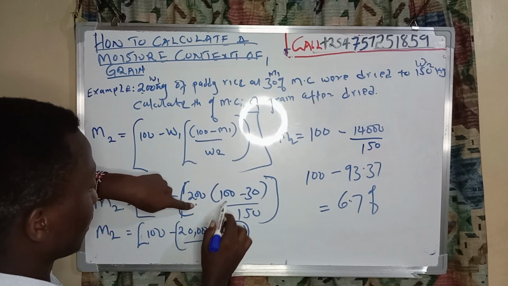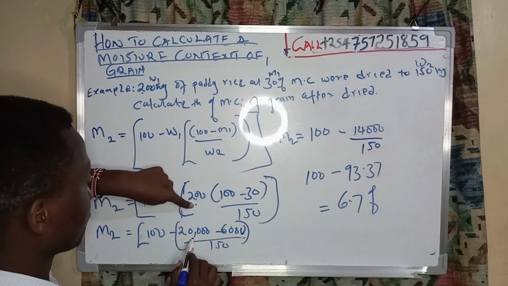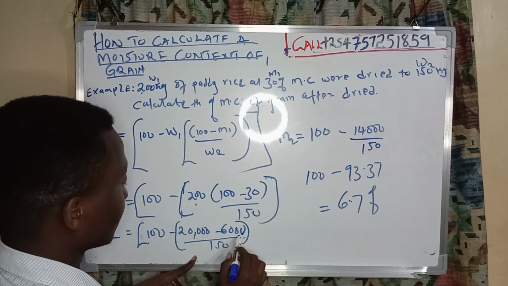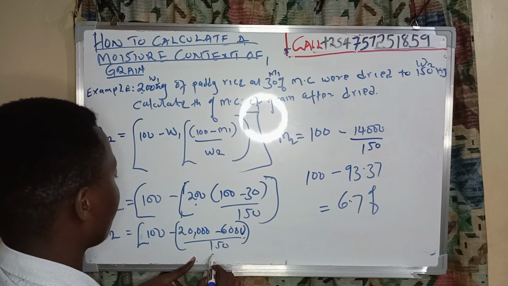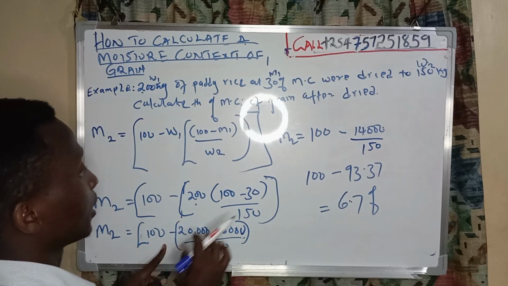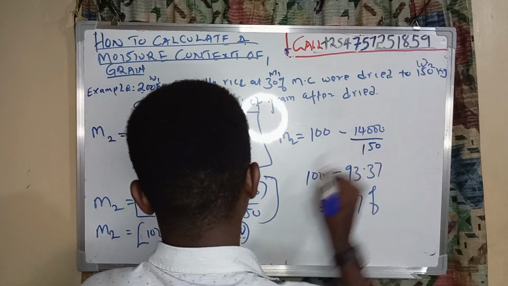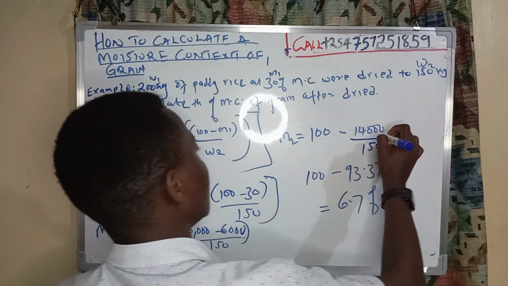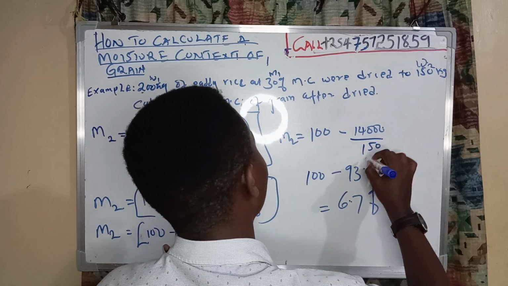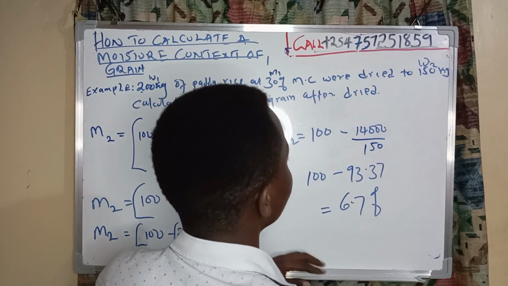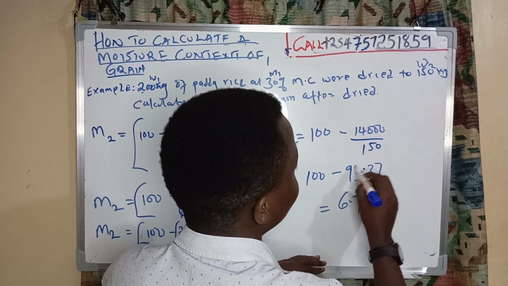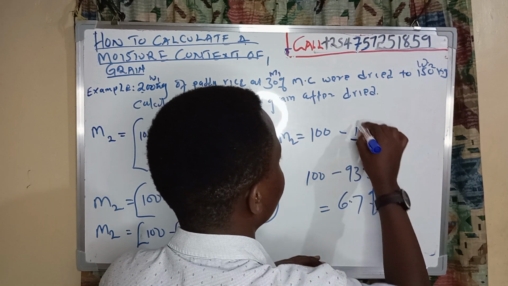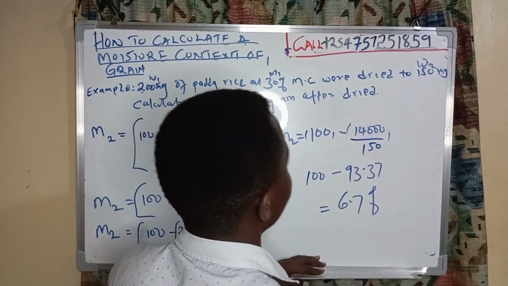Now, I'll just solve this in brackets. 200 times this 100 is equals to 20,000. 200 times 30, 6,000 over 150. This is independent. Now, 100 minus, you calculate now, you minus this, you'll get 40,000 divided by 150. Divided by 150, you will get 93.37.